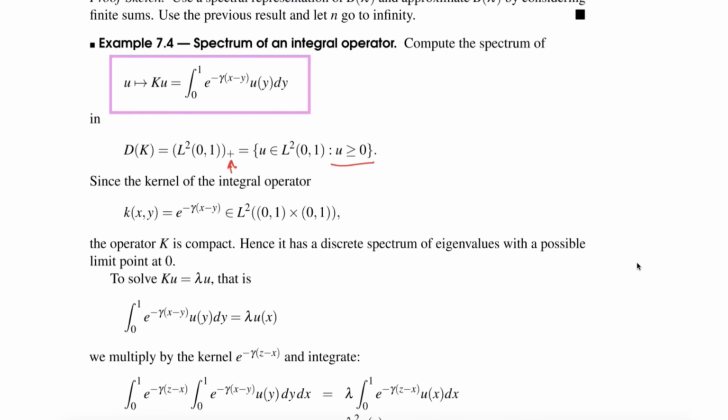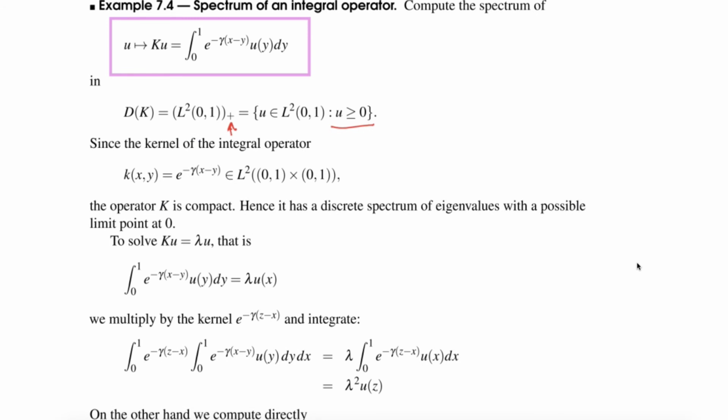Okay, so the kernel e to the minus gamma x minus y is L2 integrable, right? You can just integrate it from 0 to 1 in both variables x and y, you get something finite. So the kernel is in L2, so this makes the operator compact. It's also called a Hilbert-Schmidt operator. So, which means it has a discrete spectrum of eigenvalues with a possible limit point at 0. Right? This is the previous result.